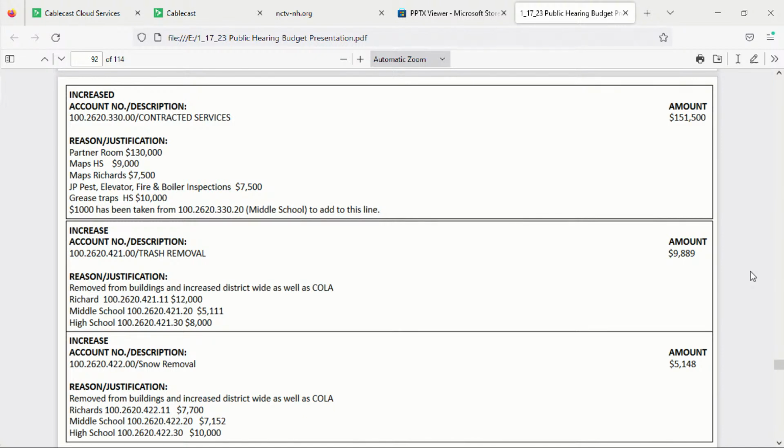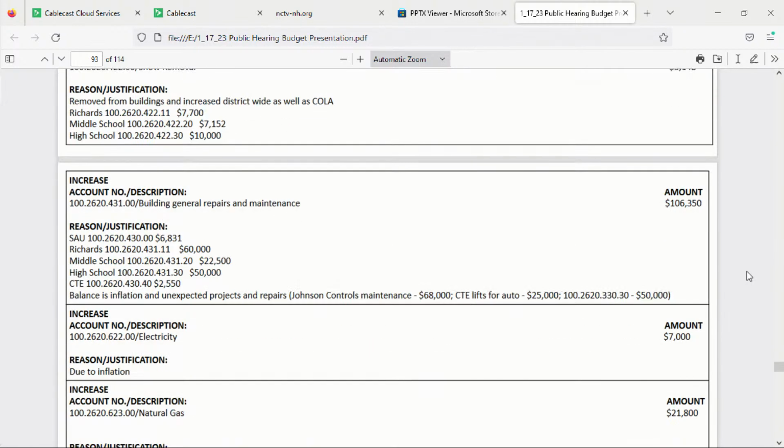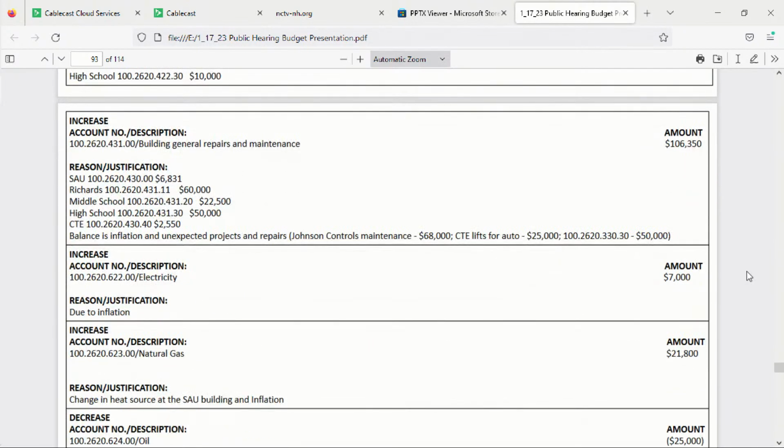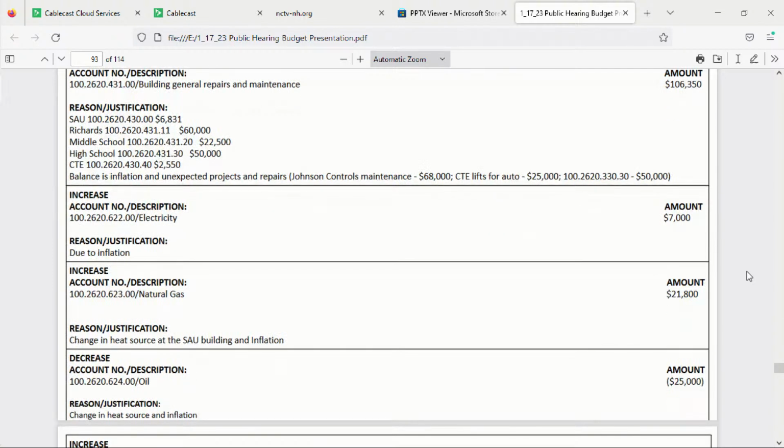And then the buildings and maintenance repairs, as you can see, it's the same thing. It came out to $106,350, and that's basically taking the SAU, Richards, the middle school, the high school, the CTE, and then some of the CTE projects that we have in there, and then the HVAC maintenance, and that came out to $106,350.